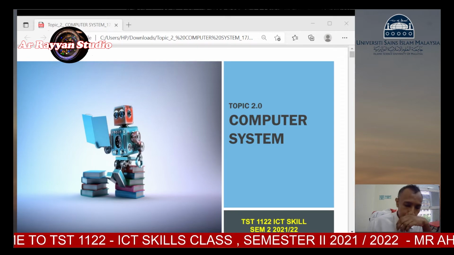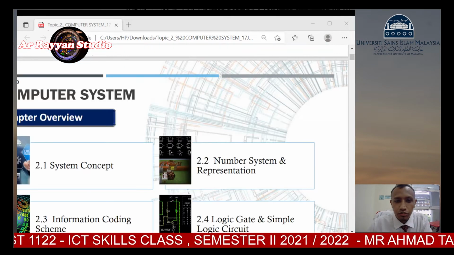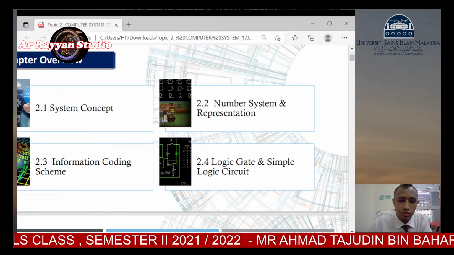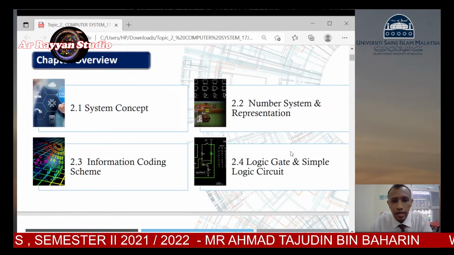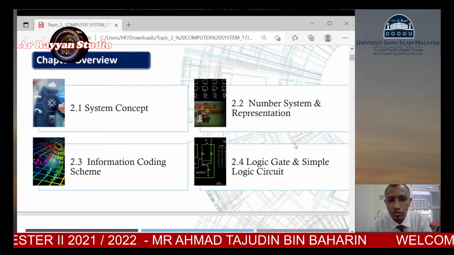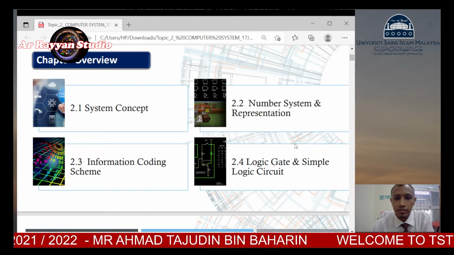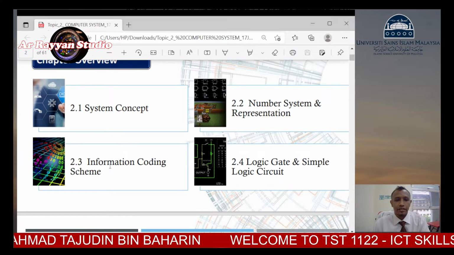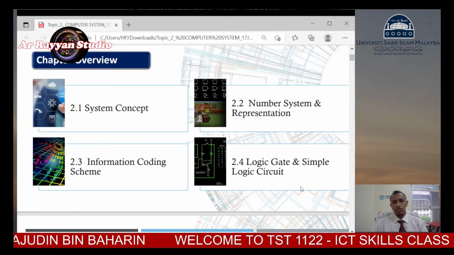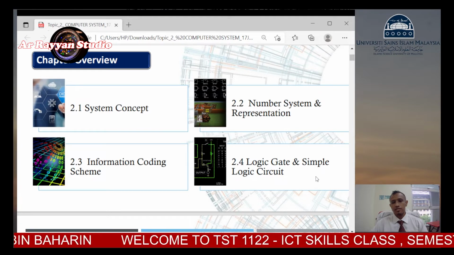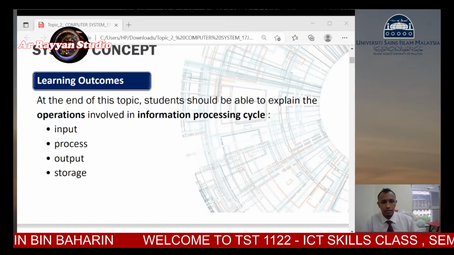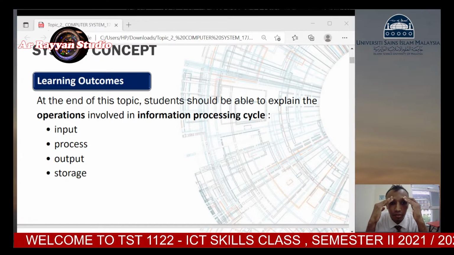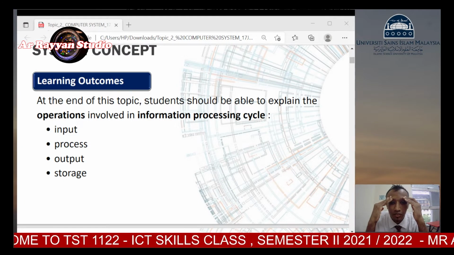Okay, alright. So today we will cover 4 subtopics. One is system concept, then number system and representation, and information coding, and last one logic gate and simple logic circuit. So at the end of this topic, students should be able to explain operation involved in the information process cycle.